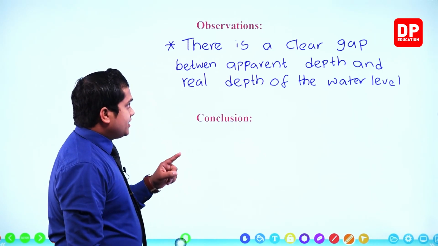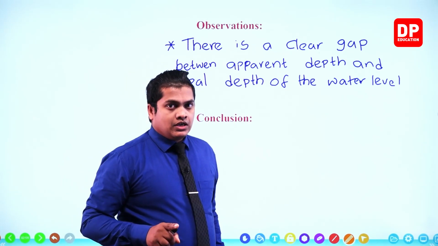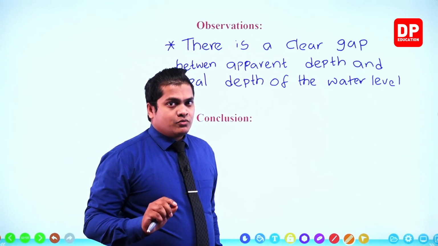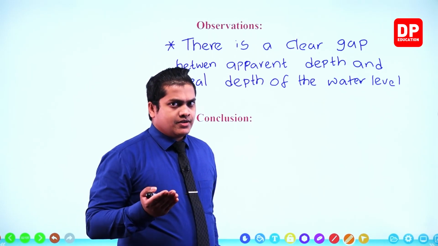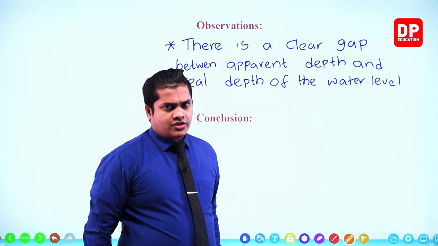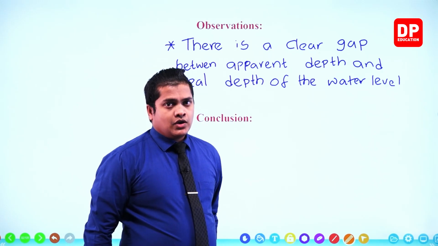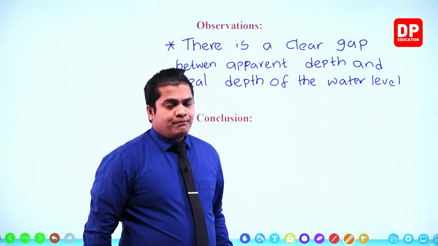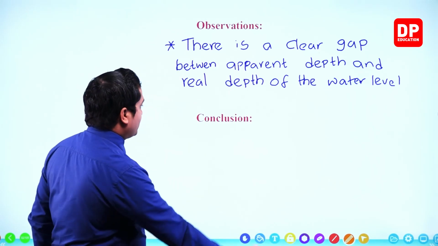So there is a clear gap between the apparent depth and the real depth of the water level. Why? Because my dear children, here the bottom seems to us as somewhat raised, mainly because of the refraction of light. So refraction of light rays cause the gap between the real depth and the apparent depth. So we can write our conclusion.